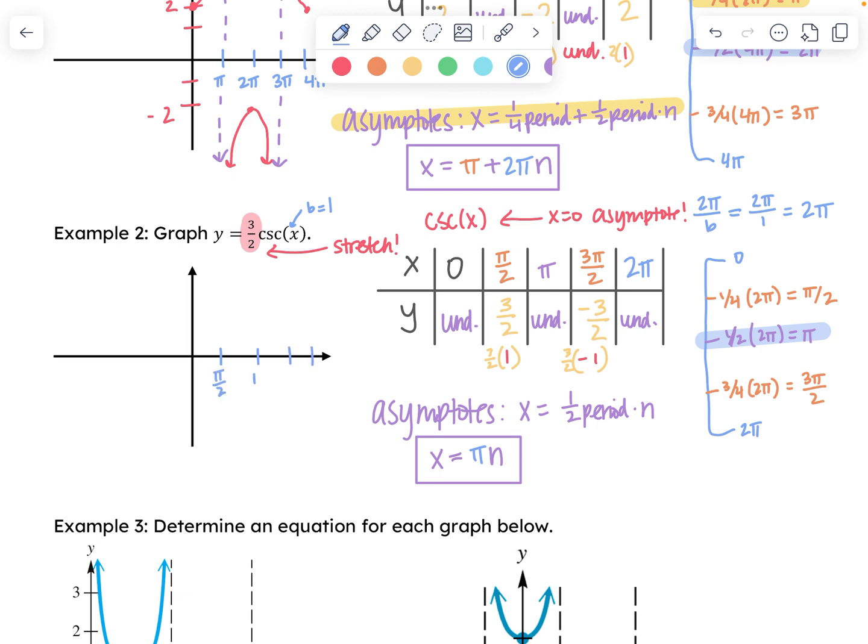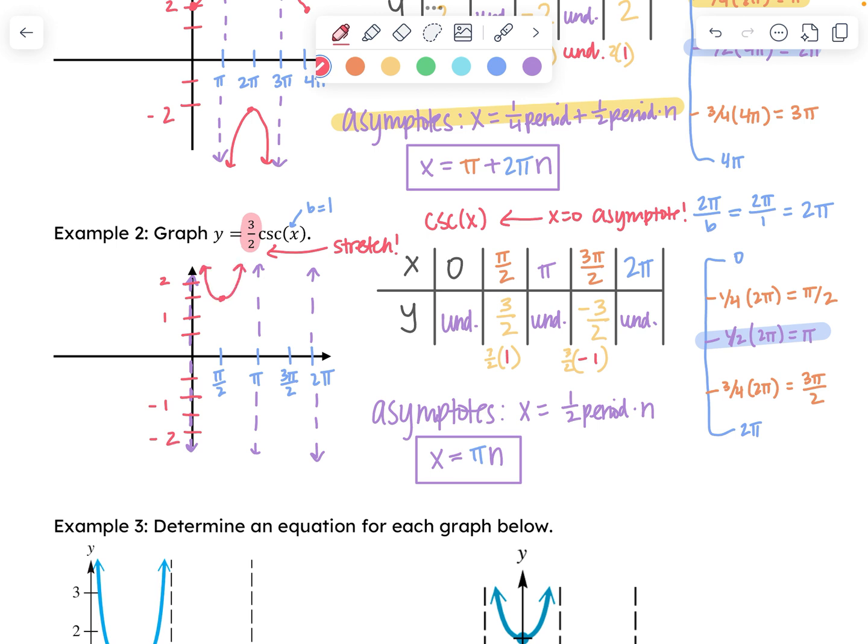So pi over 2, pi, 3 pi over 2, 2 pi. Sometimes it's hard to draw an asymptote going up and down on the axis, so I draw it off just a little bit so you can see that it's there. Then I've got one going up and down at pi, and one going up and down at 2 pi. And then I'm going to do my tick marks by halves. So there's 1, and there's 2, -1, and -2. We go up to our 3/2 and down to our -3/2.